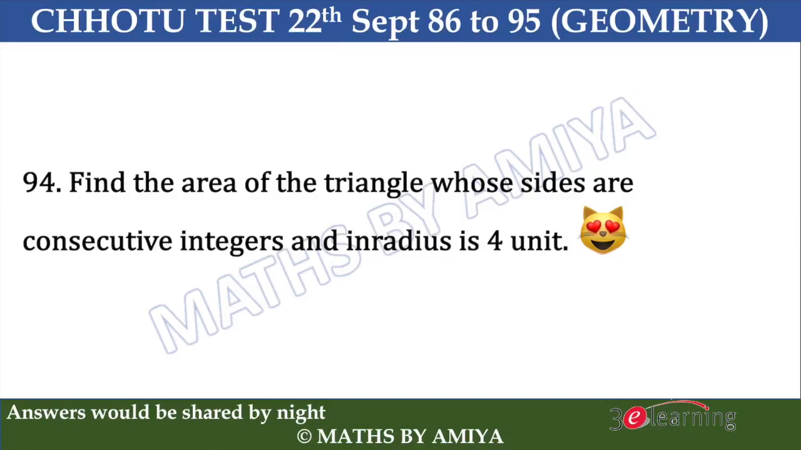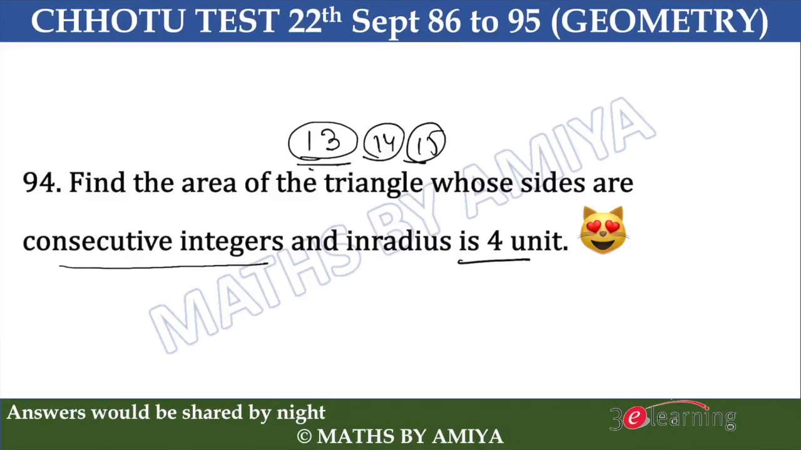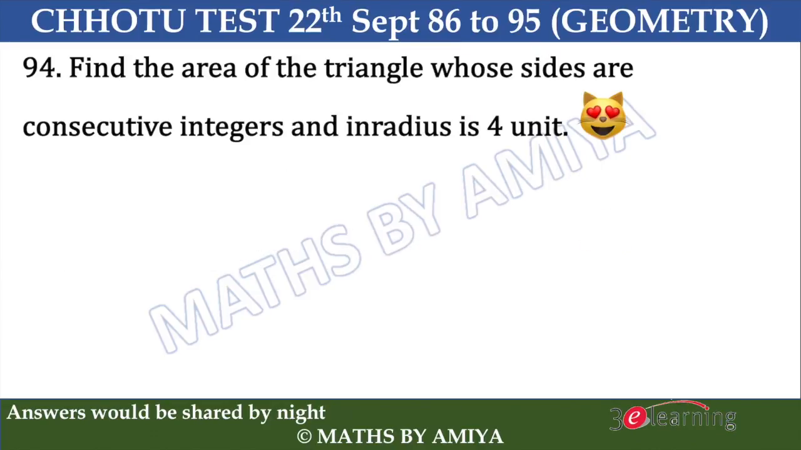This is my favorite question. In radius 4, sides are consecutive integers. The sides must be nothing but 13, 14, 15. Okay, this is one of my favorite questions, and you must remember the properties of 13, 14, 15 as the sides of a triangle.